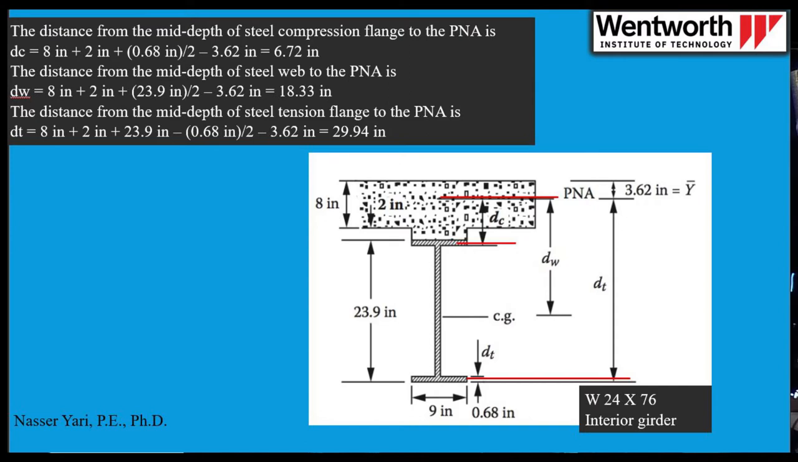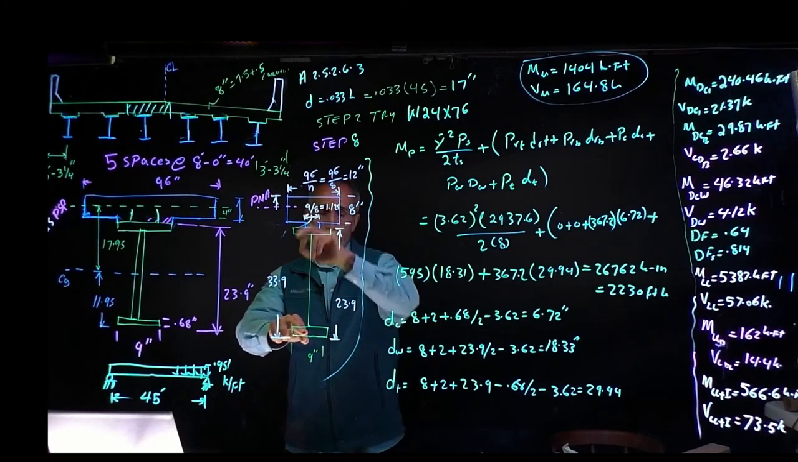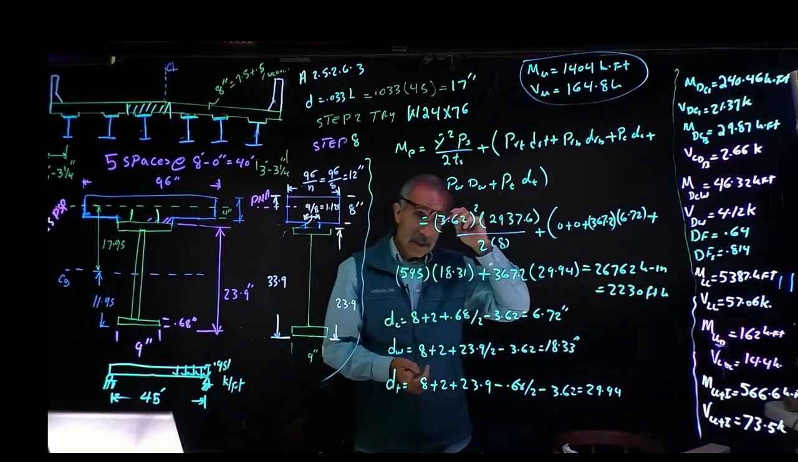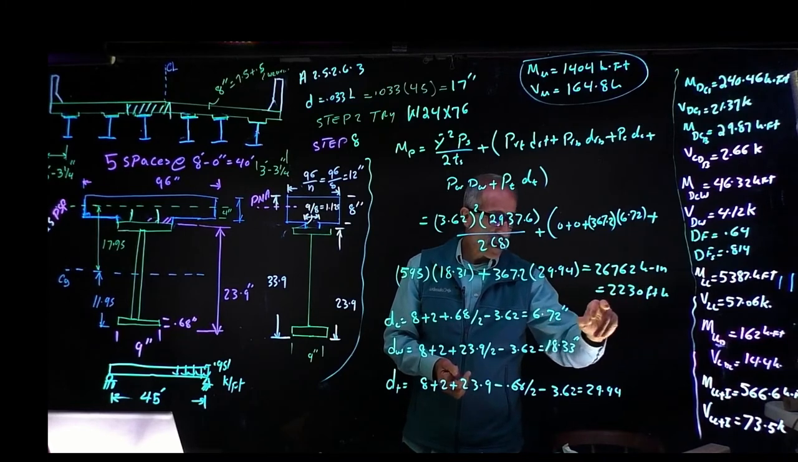And DW is basically from the middle of here. DW is the 8 plus the 2. And from top here to there is 23.9. Divided by 2 would be right here, and minus this distance from the plastic neutral axis to the top. And DT, which is right here, the center of this all the way to the neutral axis, and that's where it comes from. So now we have that. This is what we can plug in here, and our plastic moment comes out to 2230 foot kip. And here was kip inch divided by 12, it makes it foot kip. And that's what our plastic moment comes out to.